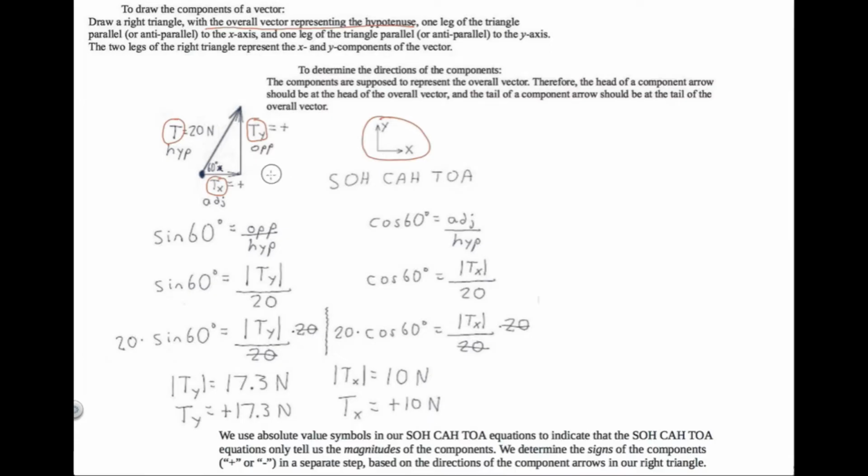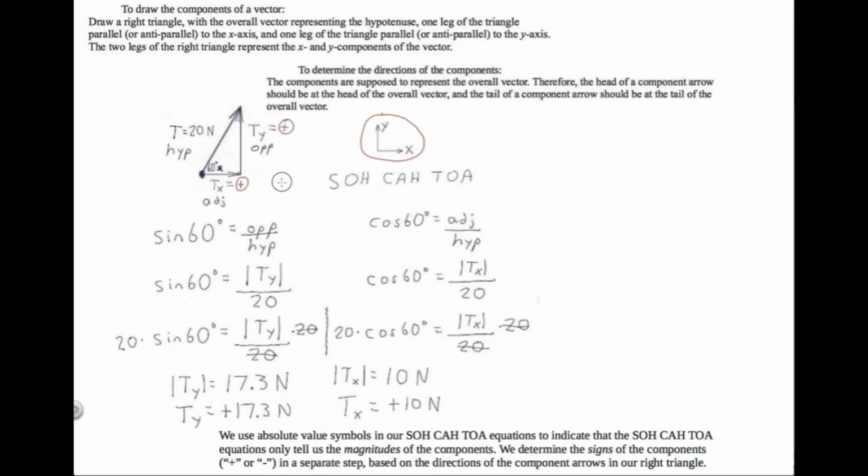Label the three sides of the right triangle. The hypotenuse of the right triangle represents the overall tension force. This leg represents T sub x because it's parallel to the x-axis. This leg represents T sub y because it's parallel to the y-axis. Draw the directions of the components. In this case, the overall vector points up and right. So the y component points up and the x component points right.